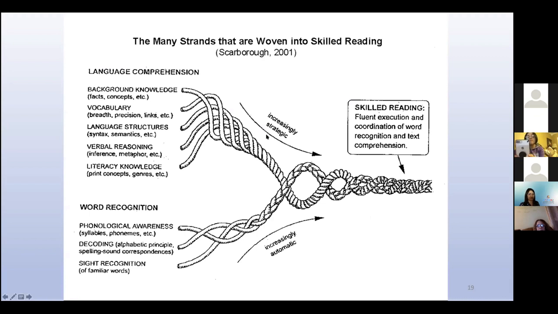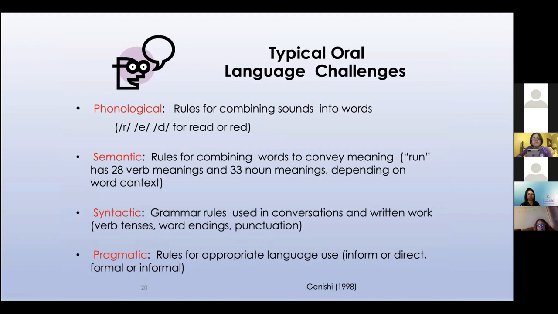It involves language comprehension, and it involves word recognition. A lot of dyslexic kids have problems with word recognition, the phonological awareness, the decoding, sight recognition. But then we also have language comprehension. Do they have the vocabulary, the grammatical structure according to the orthographies, the reasoning they are able to make, and do they have that literacy knowledge, depending on the quality of instruction? All of that is woven together to become fluent execution of word recognition and text comprehension. So it's important that we know that.